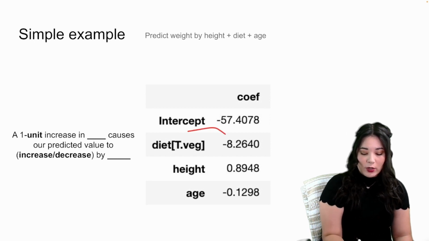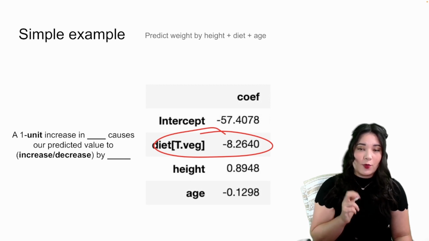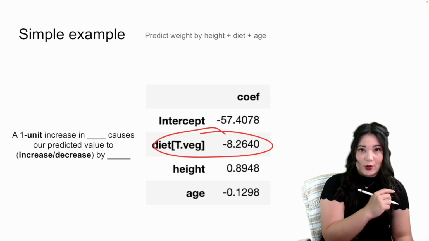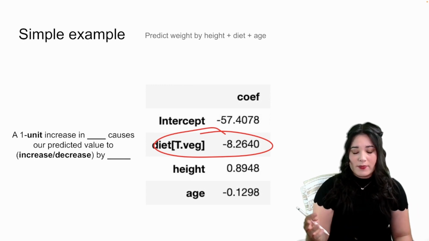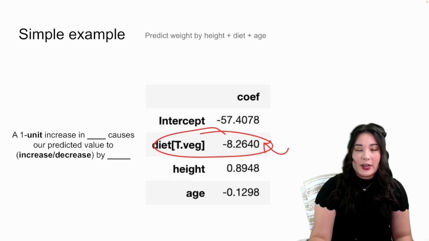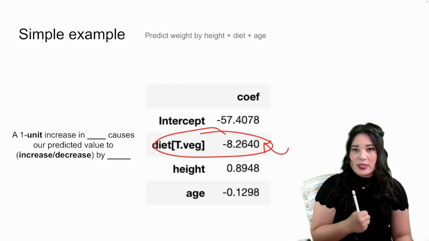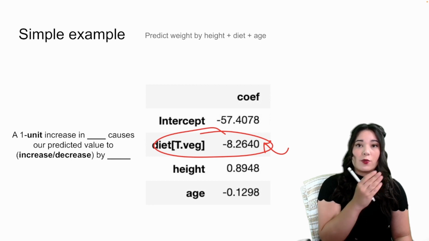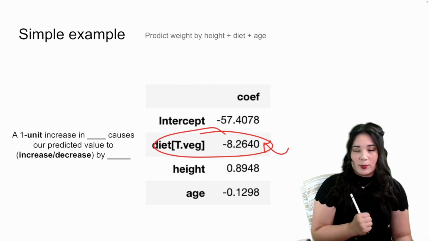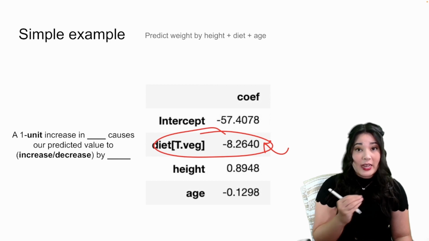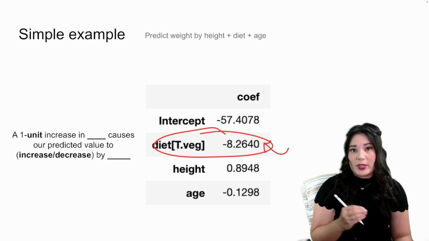Now, for categorical variables, it's a little tricky because in a category, an increase of 1 unit is going from one category, the one marked 0, to another category, the one marked 1. So for instance, here, vegetarian is indicated by a 1, meat eater by a 0. This means a 1 unit increase is when we go from being a meat eater to being a vegetarian. So here the interpretation would be being a vegetarian causes our predicted value to decrease by 8.2 pounds.